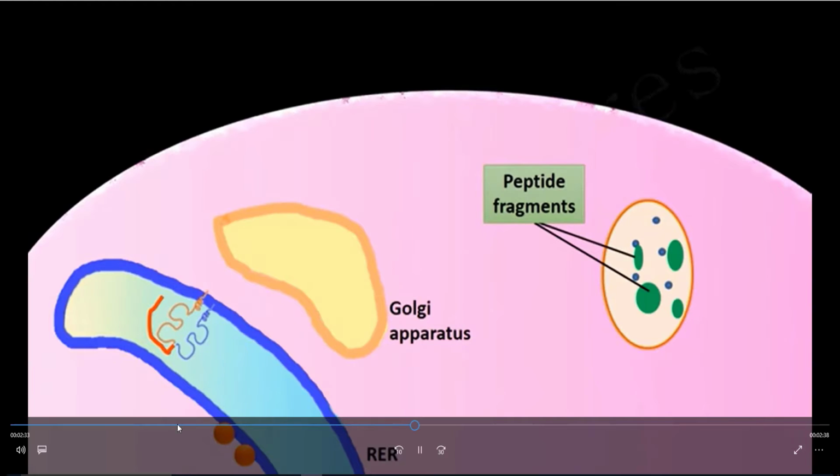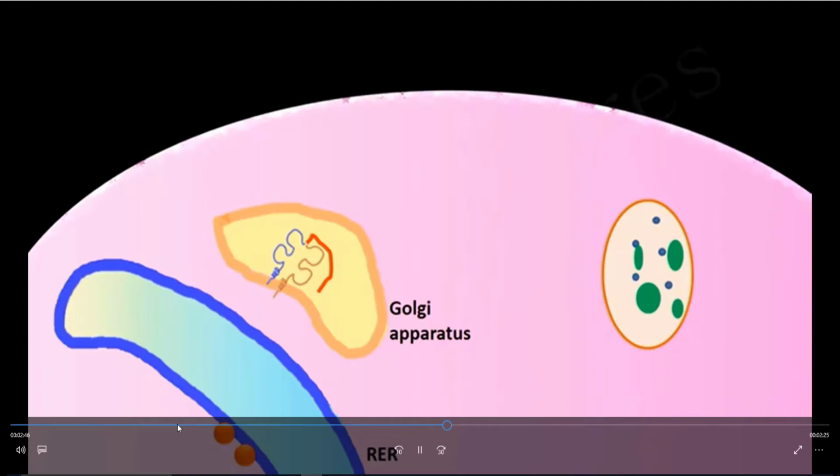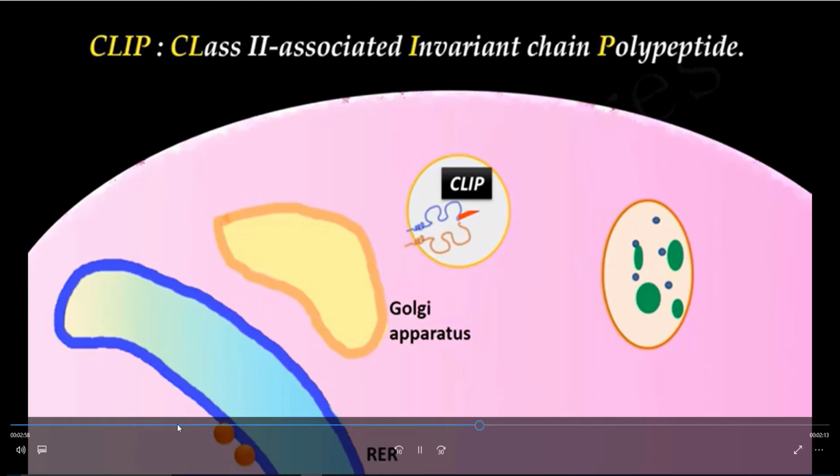These MHC2 invariant chain complexes are transported from the endoplasmic reticulum to Golgi apparatus and from Golgi apparatus to another vesicle. The invariant chain is digested and only a small fragment remains bound to the peptide binding groove of MHC2 molecule. This fragment is known as CLIP. CLIP stands for class II associated invariant chain polypeptide.